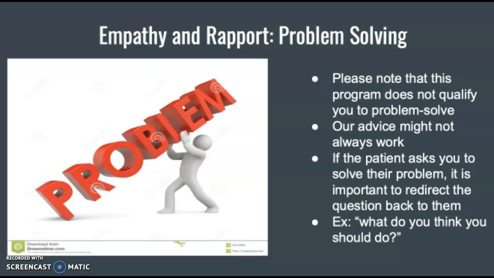One of the biggest reasons why we do not problem solve is because our advice might not always work. The worst thing that we could do is give bad advice that might make their situation even worse. We do not have any way of knowing what kind of damage our problem-solving skills can have, and the odds of being able to follow through with any advice is very difficult. If the patient asks you to solve their problem, it is important to redirect the question back to them. The best way to reply to the situation is to say, "What do you think you should do?"